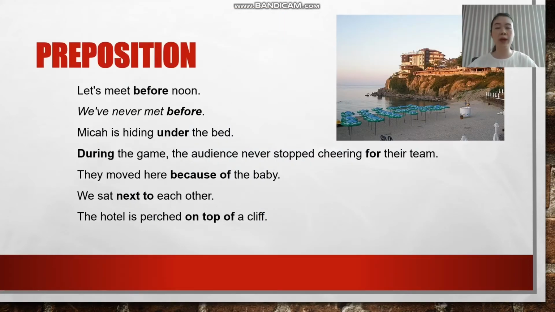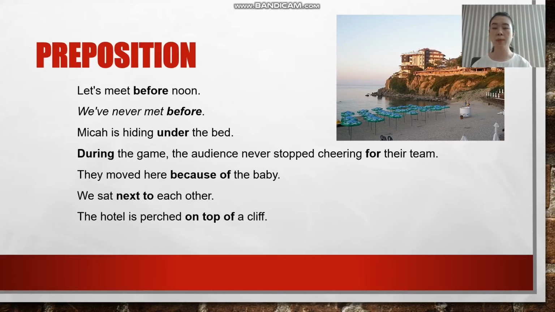So I have more examples with sentences here. We have, let's meet before noon. We've never met before. Well, what do you think about the first two sentences? I told you earlier that when we are using a preposition, what we need is the noun right after the preposition. So what about we've never met before? I don't think this is a preposition in the second sentence. That's because this is an adverb of time, right? This is the adverb of time that we talk about when.